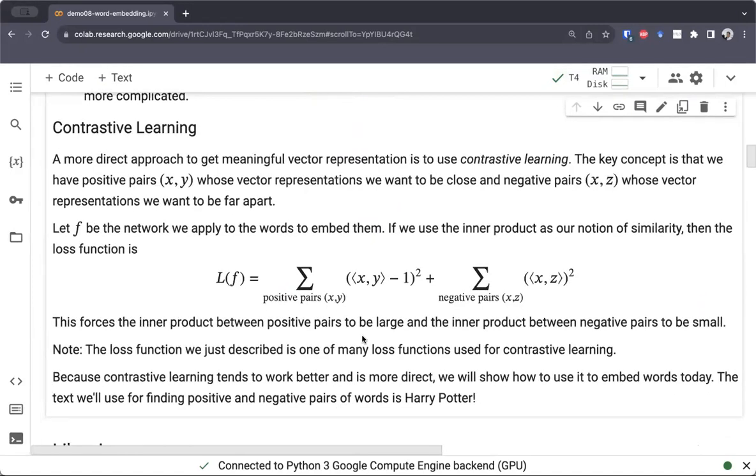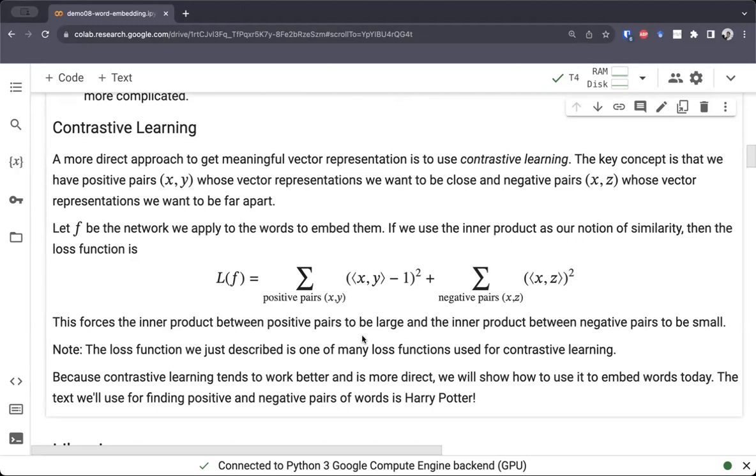Contrastive learning is more direct. It's a more direct way to get a meaningful vector representation. The key idea is that we have both positive pairs whose vector representations we want to be close, and negative pairs whose vector representations we want to be far apart.